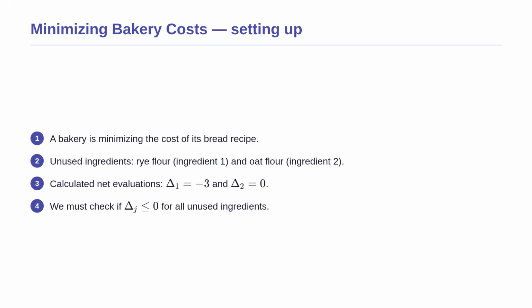Let us apply this new rule to a practical situation. A bakery is trying to minimize the cost of its bread recipe. The baker is reviewing the simplex table for two unused ingredients: rye flour, which is ingredient 1, and oat flour, which is ingredient 2. The net evaluations are calculated as delta 1 equals -3 and delta 2 equals 0. We need to know if this is the absolute cheapest recipe. Because the goal is to reduce costs, we chose the minimization termination criterion, requiring all net evaluations to be less than or equal to 0.